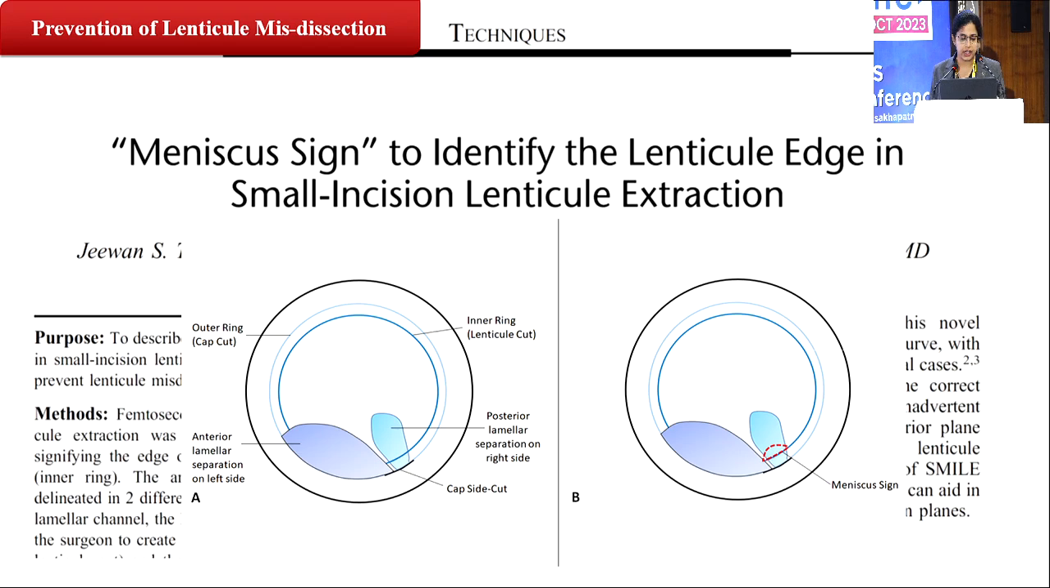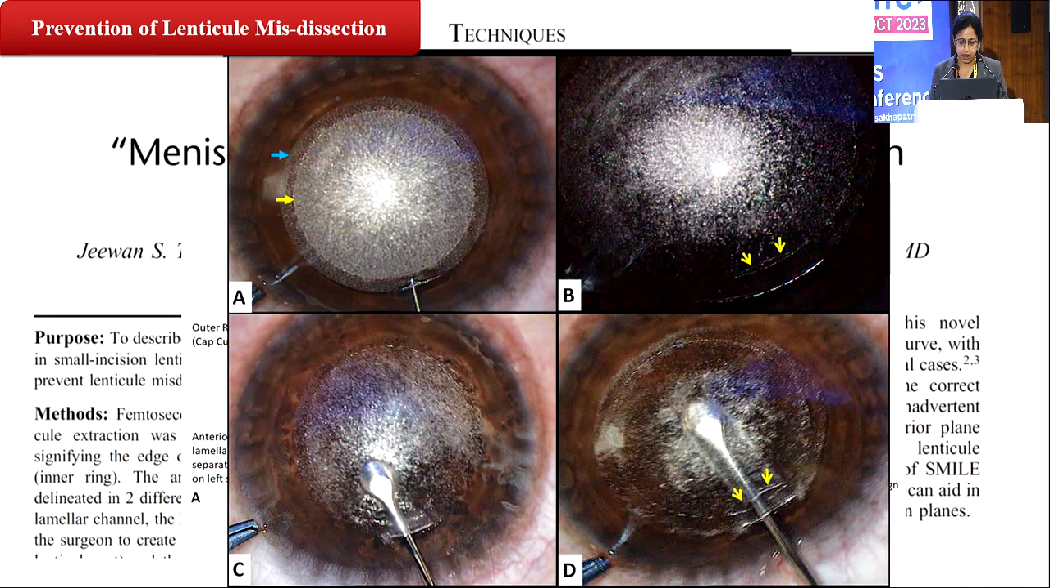You first delineate channels anterior and posterior, and while delineating the posterior channel, just push the lenticule slightly away from the site of the cap side cut, so you end up with a meniscus shaped gap. If this edge is above your instrument, you know that you're in the posterior plane. If it's beneath, you know you're in the anterior plane. So here you're in the posterior plane, and you can see this nice meniscus shaped edge with the frill above the instrument.